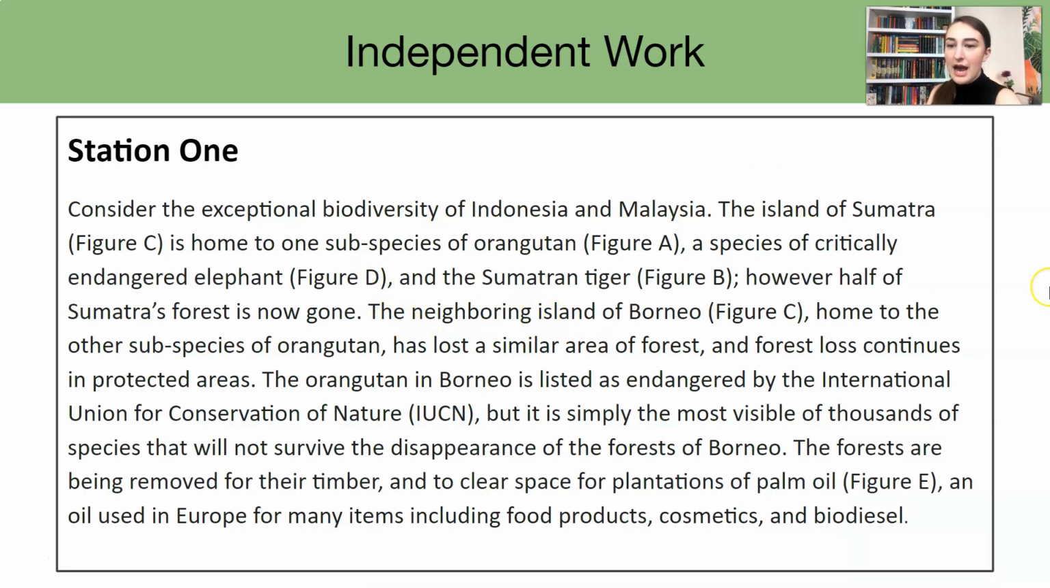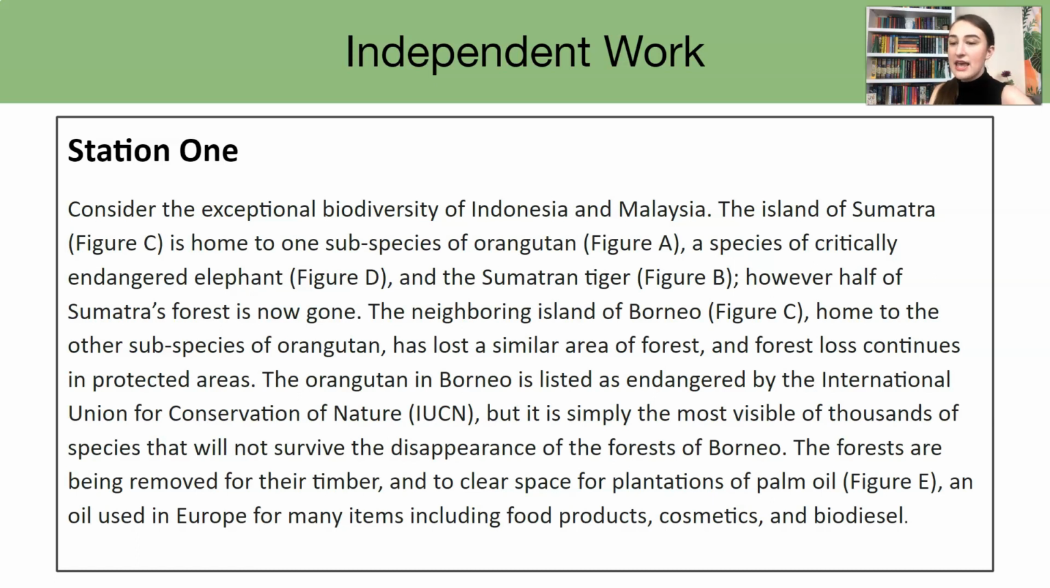The neighboring island of Borneo, figure C, home to the other subspecies of orangutan, has lost a similar area of forest, and forest loss continues in protected areas. So it's supposed to be a protected area. You can't do anything there, but people continue to cut down trees and destroy the forest, basically.